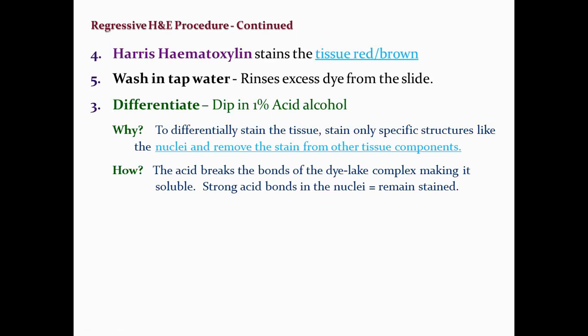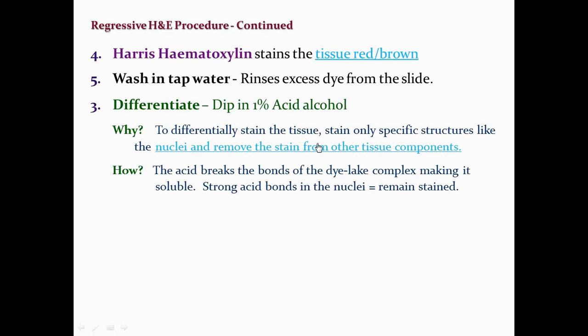So what we need to do is place the slides in acid alcohol to remove any of the stain from the other tissue components, but leaving the nuclei dark red. So the acid alcohol breaks the dye complex that is used to stain the tissue, but the strong bonds in the nuclei allow it to remain stained even when we put it in acid.